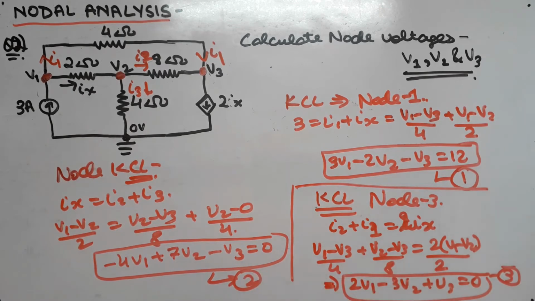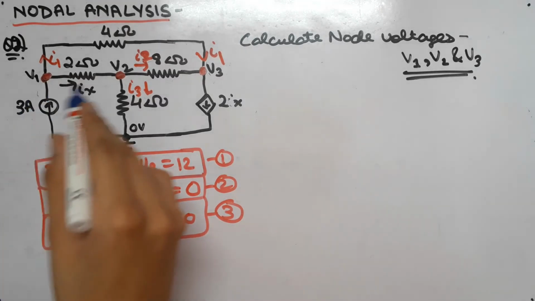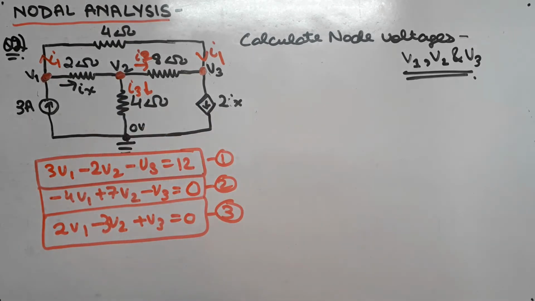Now that we have got 3 equations and we have 3 variables, that is V1, V2 and V3, we will solve these simultaneously by using the elimination method and find the value of V1, V2 and V3 separately. Now previously we obtained these 3 equations using KCL at node 1, node 2 and node 3. Now we are going to solve these to find the value of V1, V2 and V3.